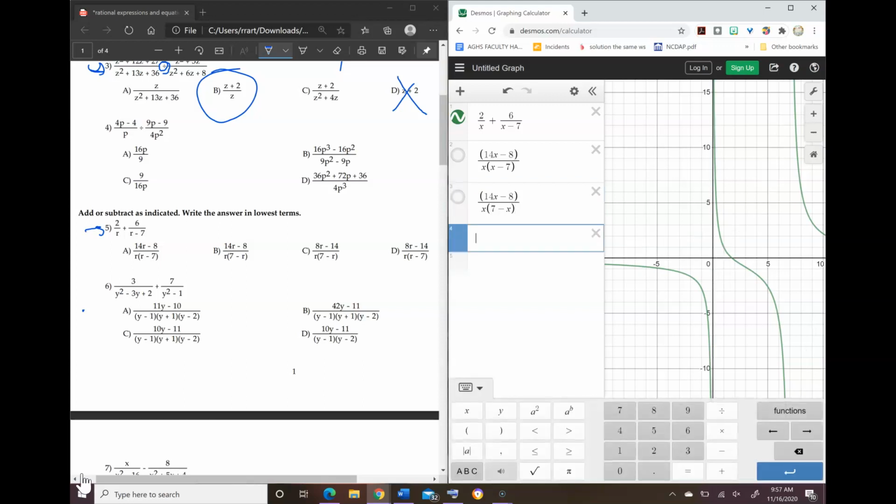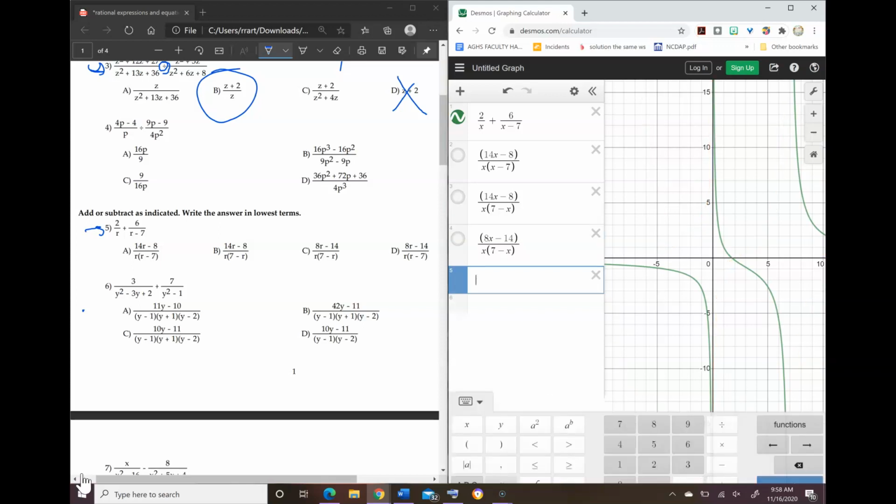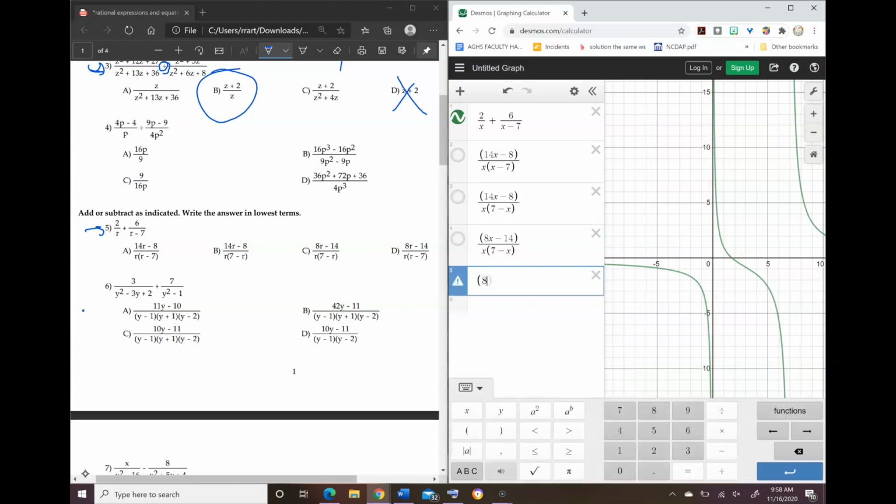All right, next one is going to be 8x minus 14 divided by x times 7 minus x. Oh, I got too many. All right, I still got 2 graphs, so it looks like it might be D. Let's get rid of that red one. So we're going to have 8x minus 14 divided by x times x minus 7. And look at there. I have 1 graph, so D is my answer.